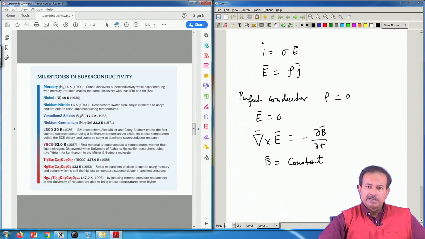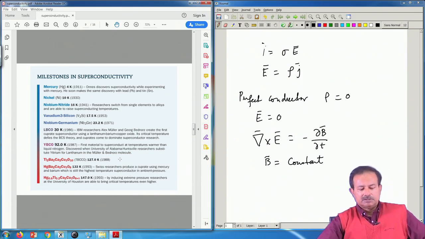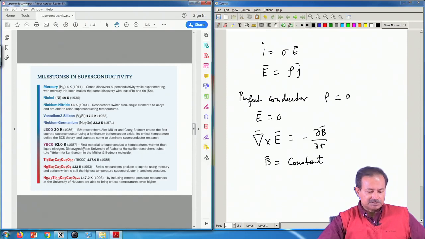YBCO, for example, is a 92 degree Kelvin superconductor at ambient pressure. Thallium doped superconductors were also at ambient pressure. For application purposes, these are more useful in the sense that if you can use these superconductors, then the cost is much less. All you require is liquid nitrogen.